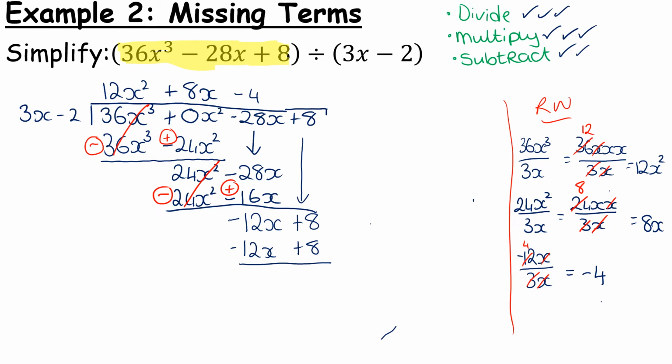And the last step then is my subtract. So the minus becomes a plus, and this plus becomes a minus, leaving me with 0, which again, if we remember from the last example, that's my remainder.